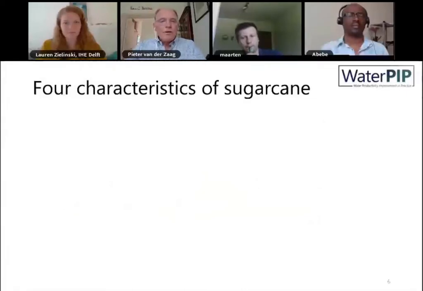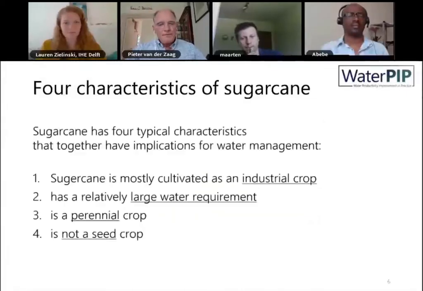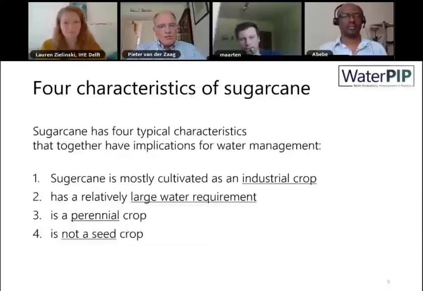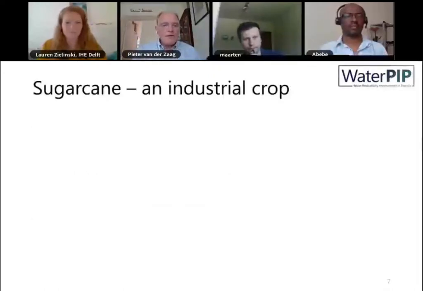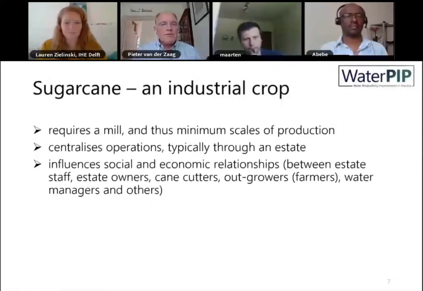Now I turn to four characteristics of sugarcane that are important for water management. Most of the sugarcane is cultivated as an industrial crop, and I'll come back to the implications. We all know that sugarcane is relatively a large water-thirsty crop. It is, of course, a perennial crop, and it is not a seed crop. And that is relevant.